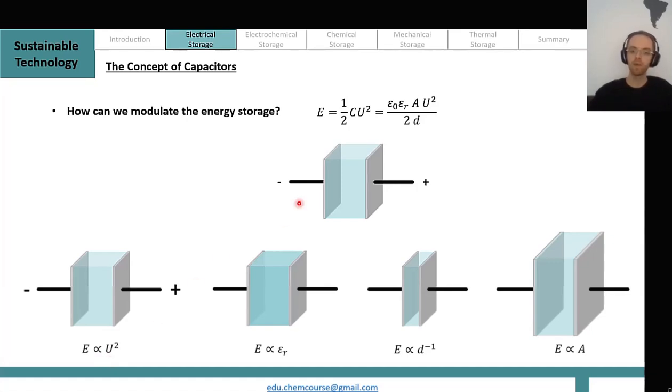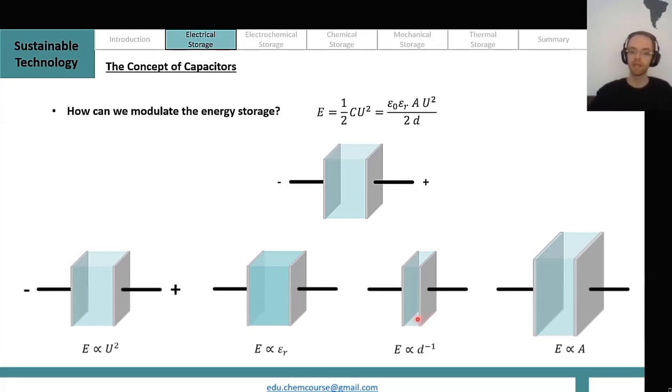Another way is to increase the relative permittivity. We've just seen that the relative permittivity of the medium in between the two plates can be very different depending on whether you have, for example, air or something like water. So in choosing water instead of air, for example, you can increase the relative permittivity by around 80 times.